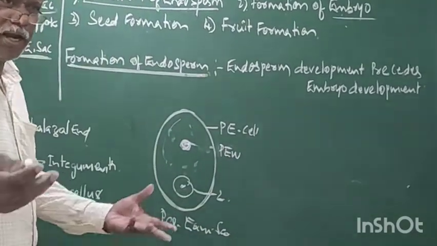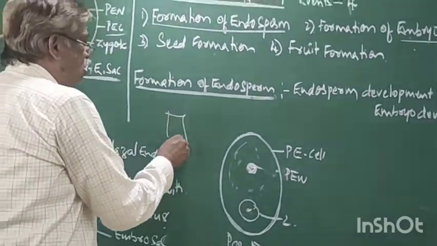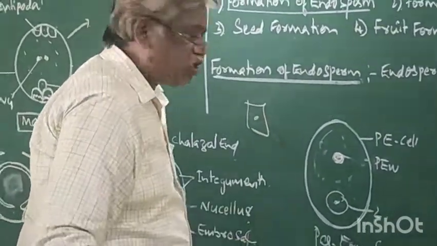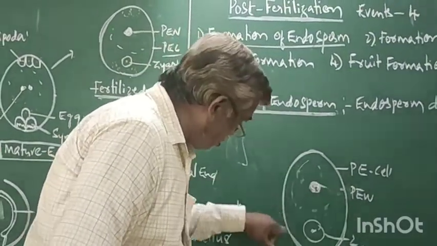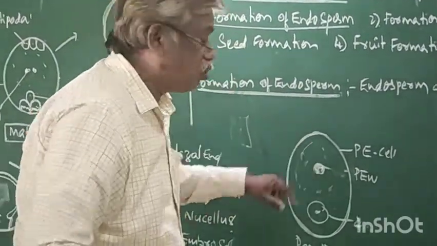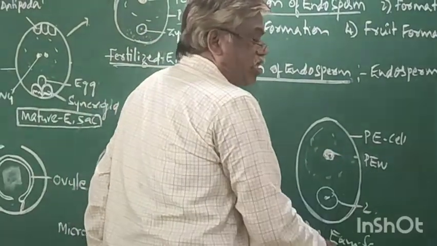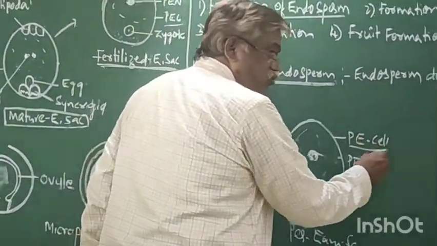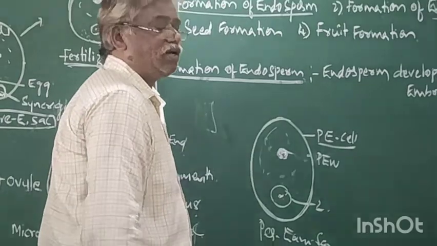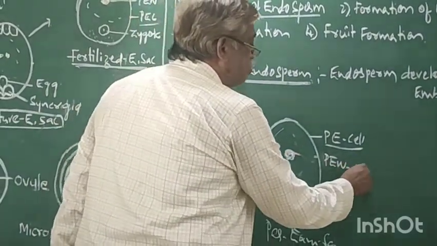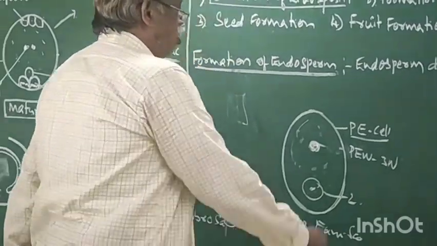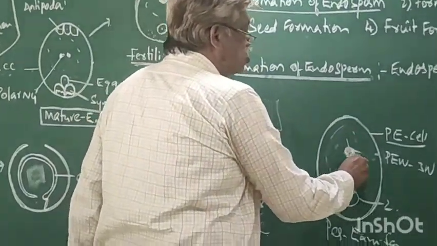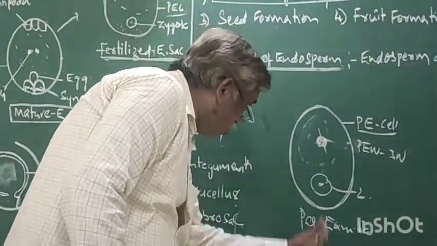Generally, you take any cell, it contains a nucleus. Without a nucleus, there is no cell. So, if it is a cell, it must contain a nucleus. That nucleus is called PEN. PEN is the nucleus of the PEC. But this nucleus is triploid. Now, start. Only the nucleus undergoes karyokinesis, but not the complete cell.